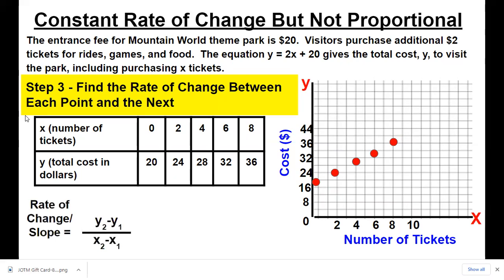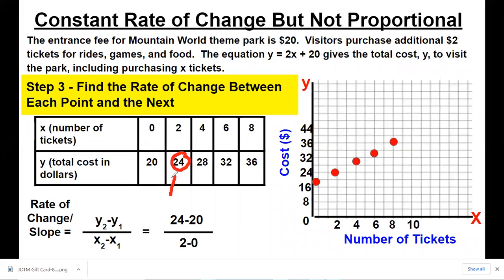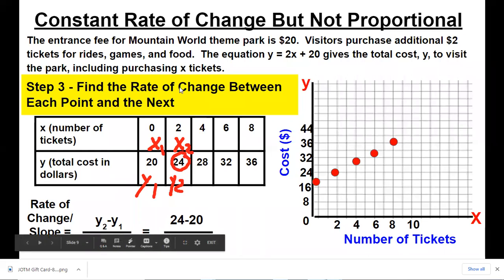Okay, the rate of change or the slope is y2 minus y1 over x2 minus x1. Okay, so 24 minus 20 over 2 minus 0. So what I did is I took the 24, the y value, that's my y2. This is my y1. This has to be my x2 because they're partners. And this has to be my x1 because they're partners. Okay, and I plug those into this formula down here, which now disappeared because of the black thing there.